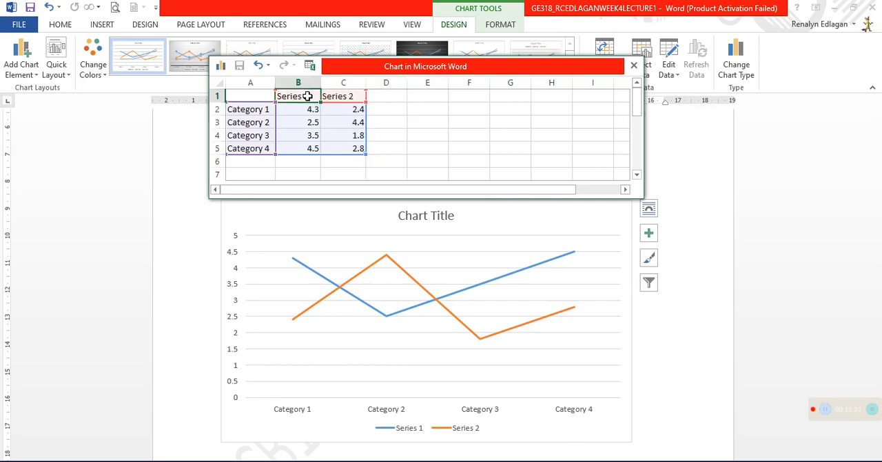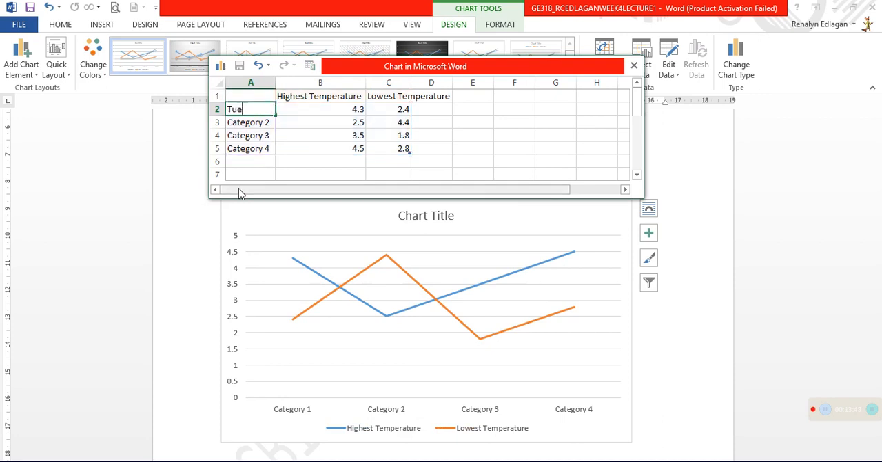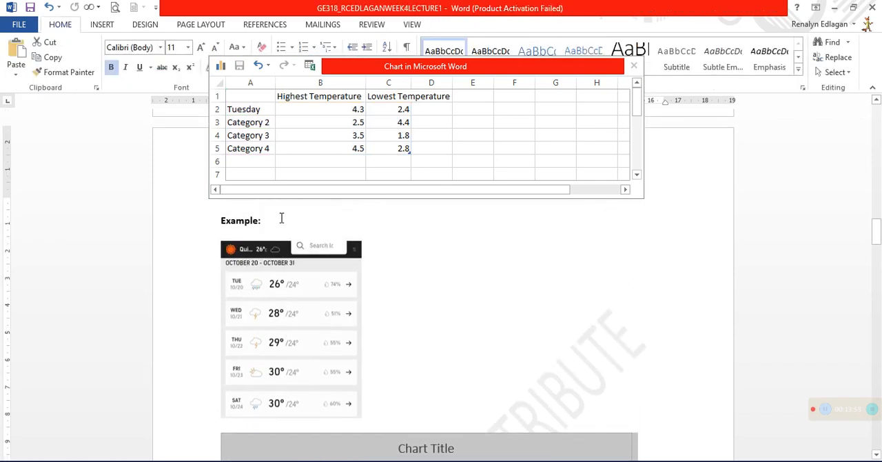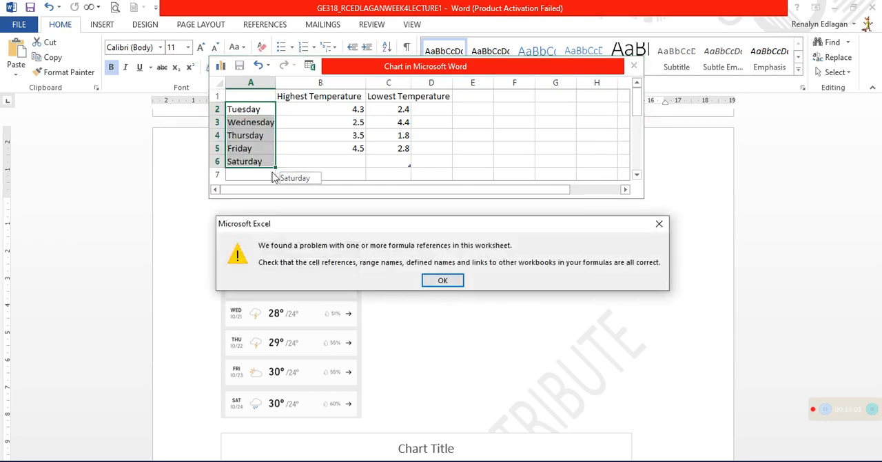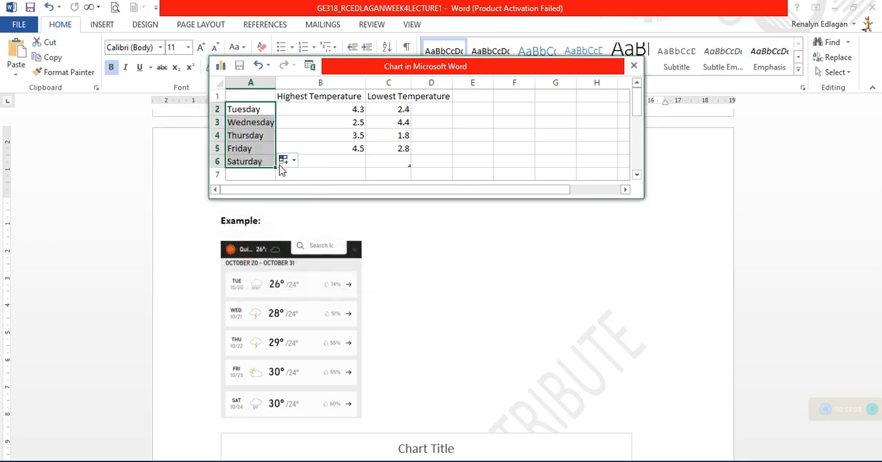So, yung isa ay yung highest temperatures for the next 5 days, of course. And then, this is the lowest temperature. Yan. For category 1, of course, yung unang araw natin, we have Tuesday. Balikan nga natin yung data natin. Yan, Tuesday, followed by Wednesday, Thursday, Friday, Saturday. So, shortcut yun yung ginawa ko.